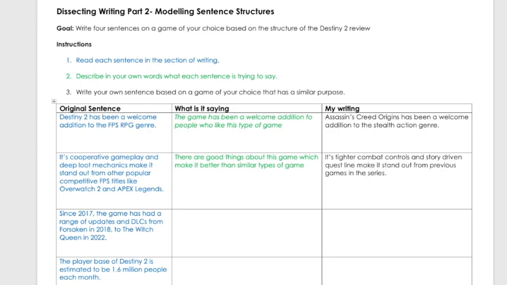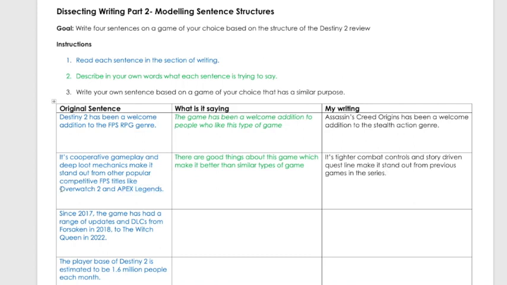So you can see what I've written in this case, and you can see the parts that are the same as the original sentence, but also the parts that I've changed. In the Destiny article, it said that it stood out from other popular titles like Overwatch 2 and Apex Legends, which were completely different games. But in this case, I thought it was important to talk about how Assassin's Creed Origins is actually better than previous Assassin's Creed games. Now, there were a couple of ways I could have done this.